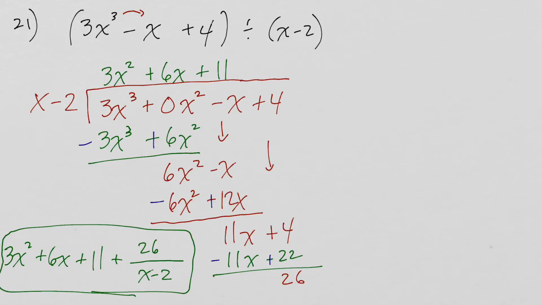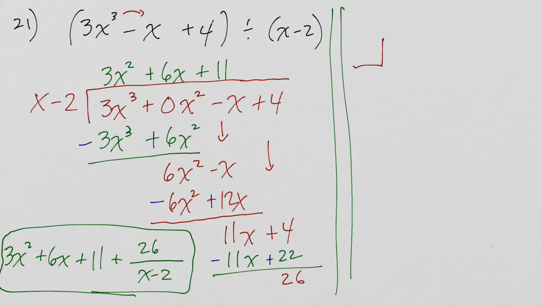Now, let's do that synthetically. If I did this synthetically, I would put a positive 2 in the box because it's the opposite of this over the coefficient. And then I'm going to list my coefficients. Remember, you need a 0. So I need a 3, a 0, a negative 1, a 4. I'm going to start by dropping the 3.